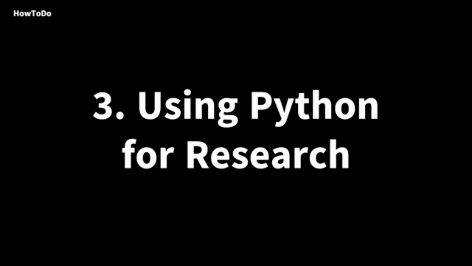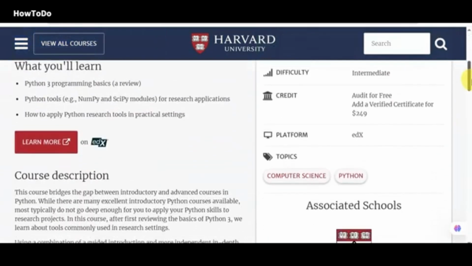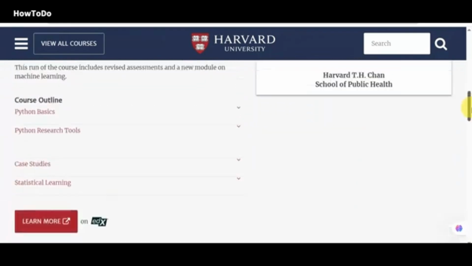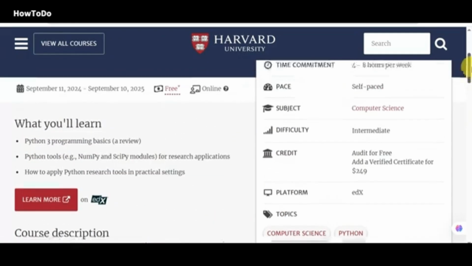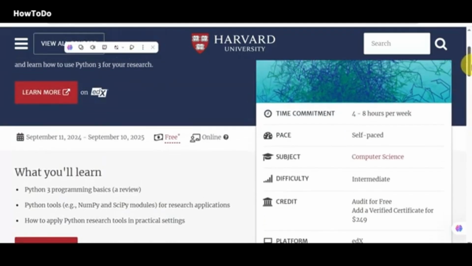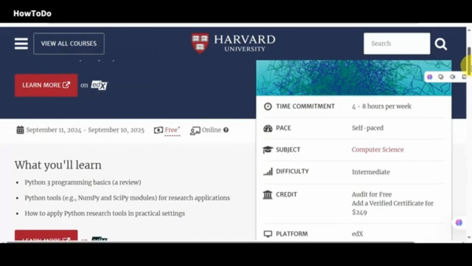3. Using Python for research. This course bridges the gap between introductory and advanced courses in Python. While there are many excellent introductory Python courses available, most typically do not go deep enough for you to apply your Python skills to research projects. In this course, after first reviewing the basics of Python 3, we learn about tools commonly used in research settings.